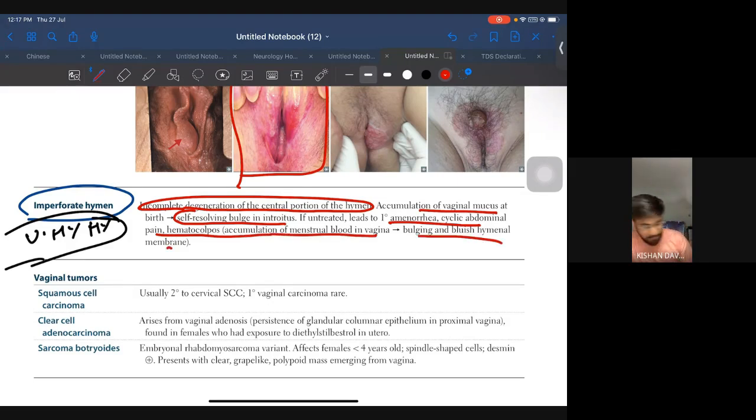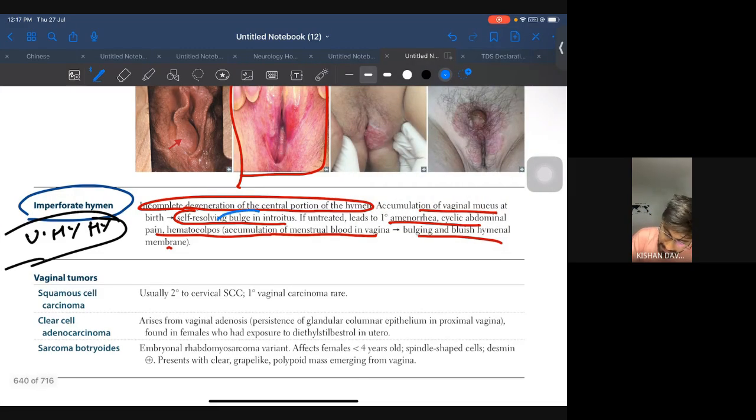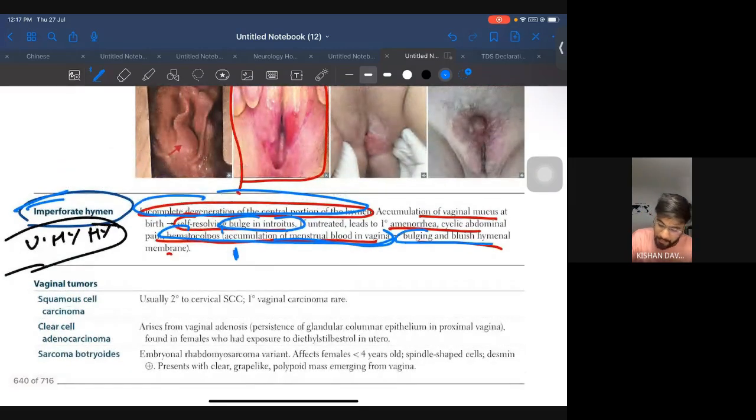Now see, imperforate hymen, they will give you these two lines: bulge in introitus and hematocolpos, accumulation of menstrual blood in vagina. So they will ask you, where is this seen? So the answer will be either imperforate hymen or incomplete degeneration of central portion of hymen. These two things they will be asking. So look out for these two things and then only go for this. And another thing, bulging and bluish hymenal membrane. The hymen will be bulging. So these two or three points are important to know the diagnosis of imperforate hymen.